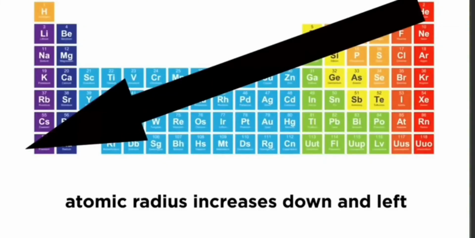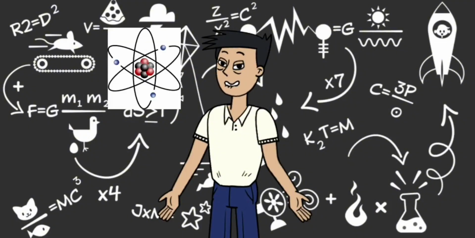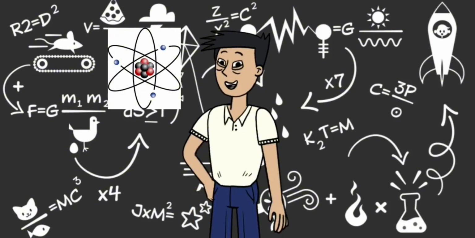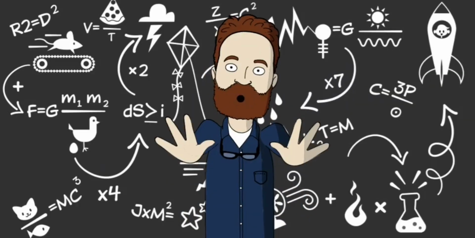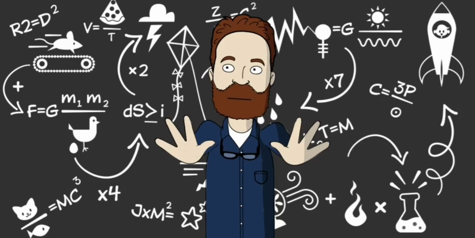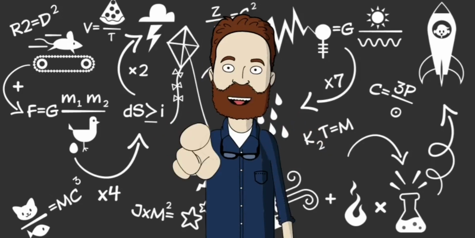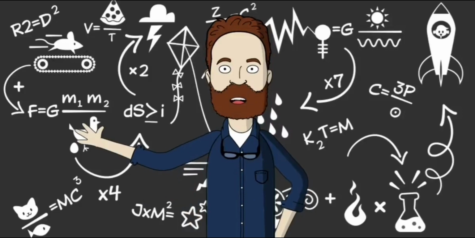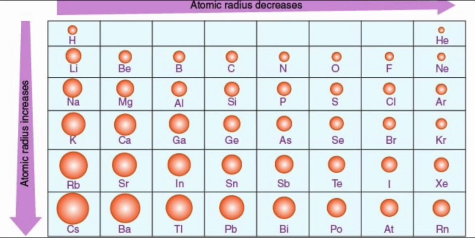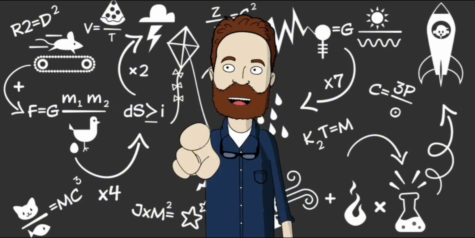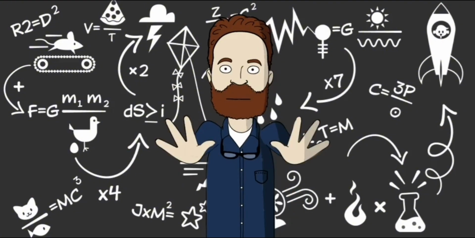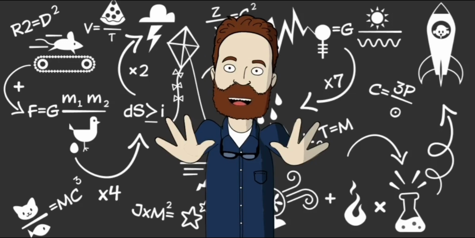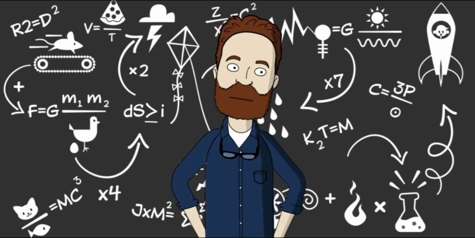Atomic radius, a fundamental concept in chemistry, provides insight into the size of atoms and their arrangement within the periodic table. Let's unravel the mysteries of atomic radius and explore its significance in understanding the periodic table. Atomic radius refers to the size of an atom, measured from the nucleus to the outermost electron shell. It plays a crucial role in determining the overall size of atoms and their chemical properties.